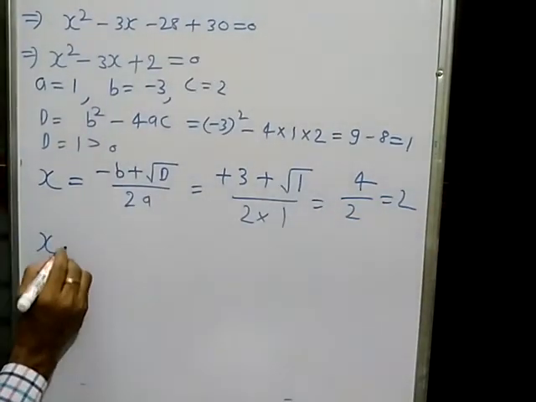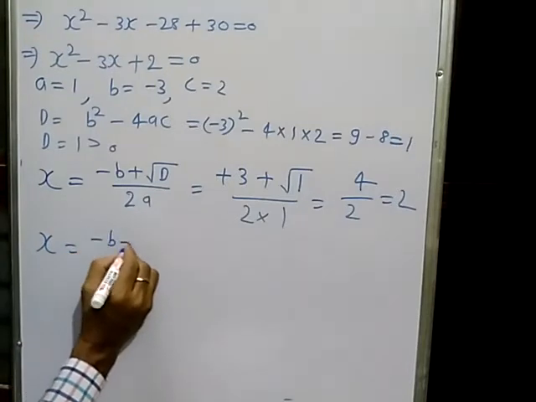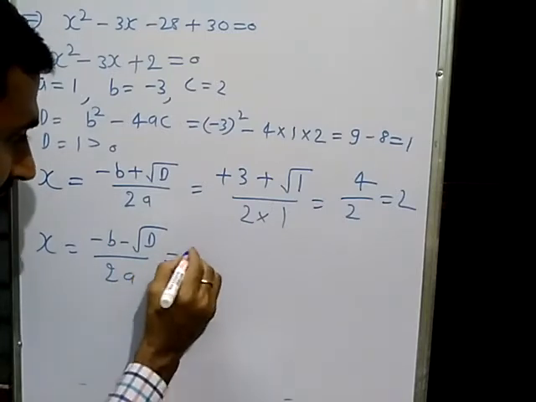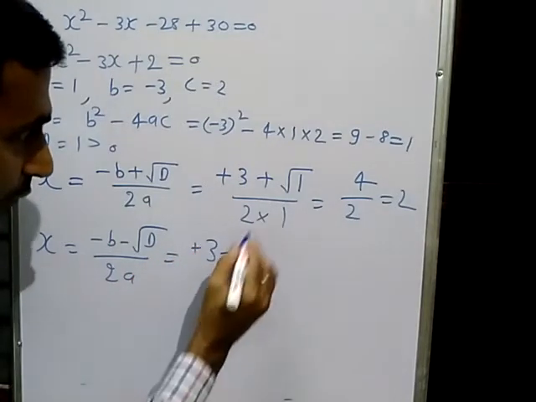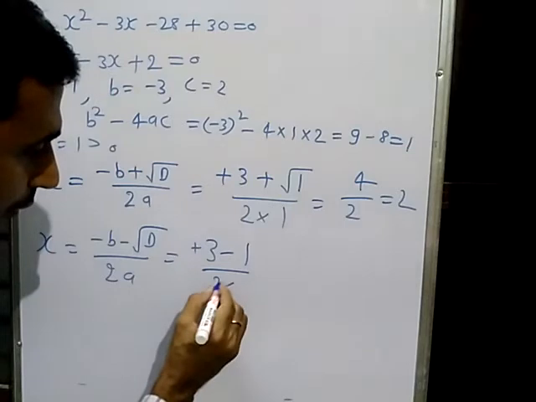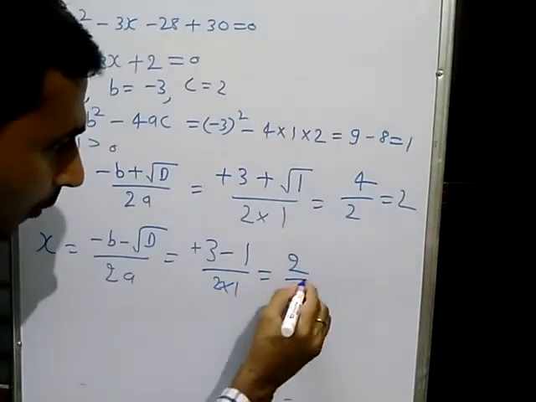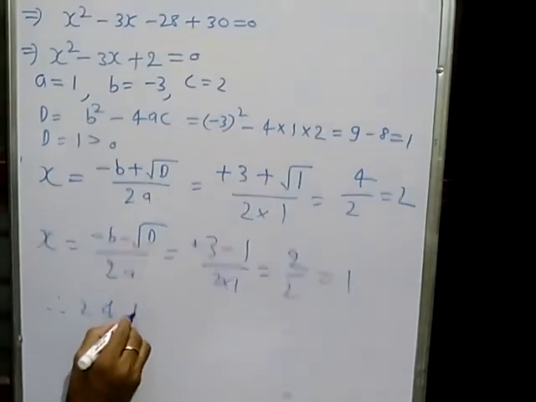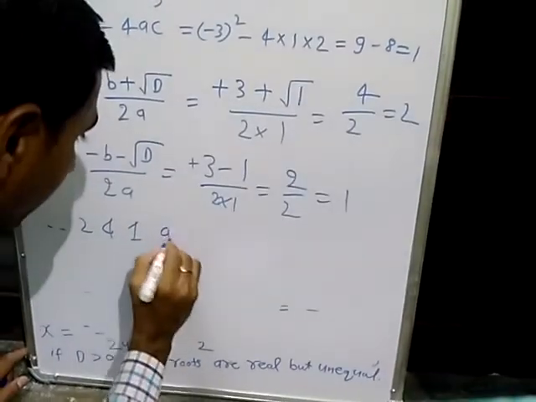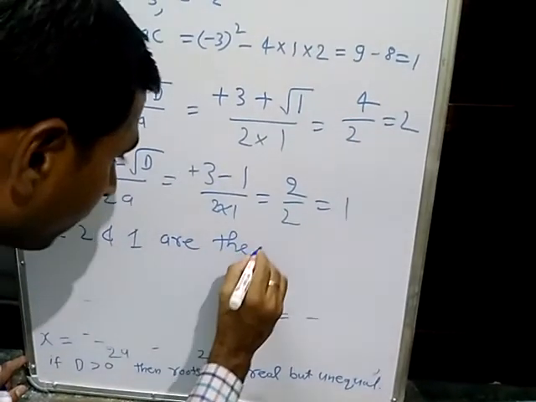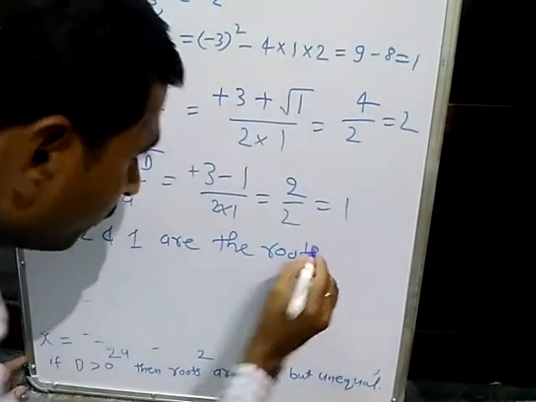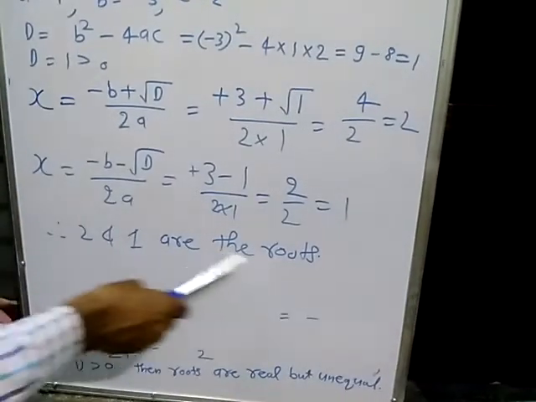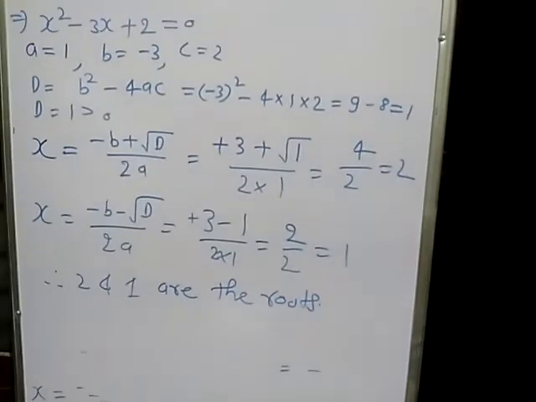Second root x is equal to minus b minus root of D upon twice of a, that is plus 3 minus root of 1, which is 1, upon 2 into 1. So 3 minus 1 is 2, 2 upon 2, that is 1. Therefore 2 and 1 are the roots. You can verify your answer also. Since D is strictly greater than 0, therefore we are getting real but unequal roots.